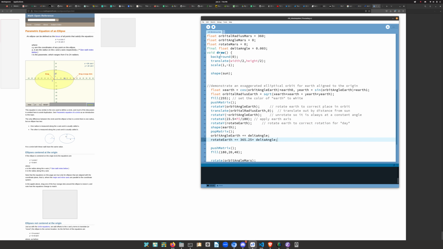All right. And now, so here's the deal. Every planet would be surrounded by push matrix, pop matrix, so it doesn't apply those. But if you want moons, then you nest the moons in here. So what you would say is push matrix, you would do the moon there, and pop matrix.